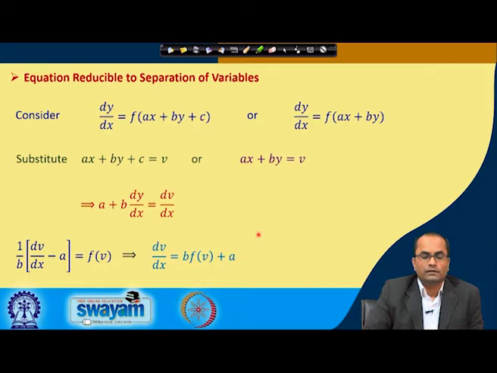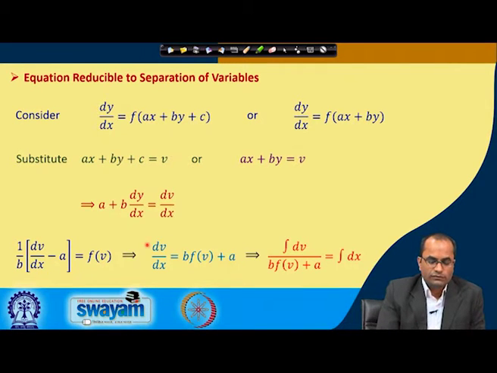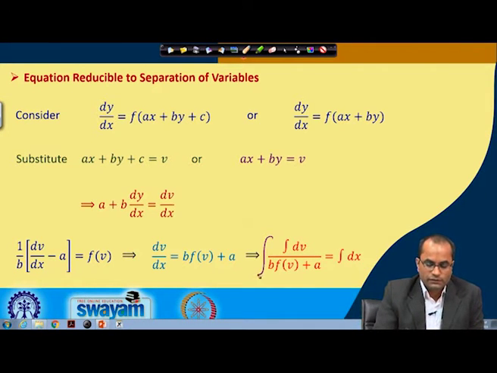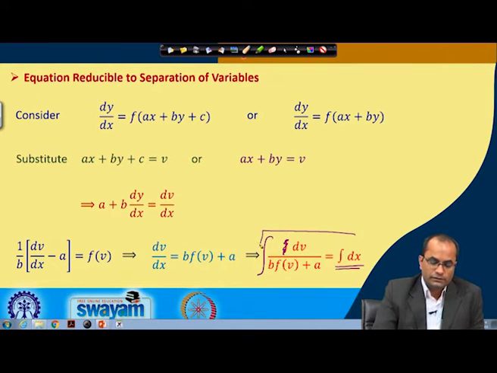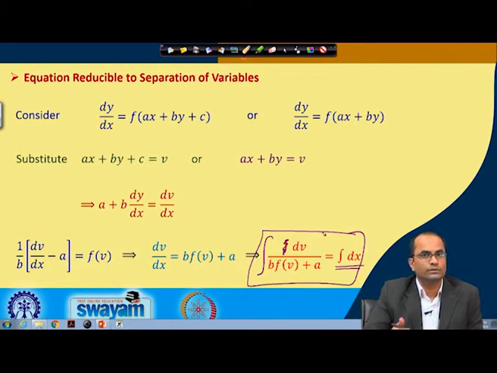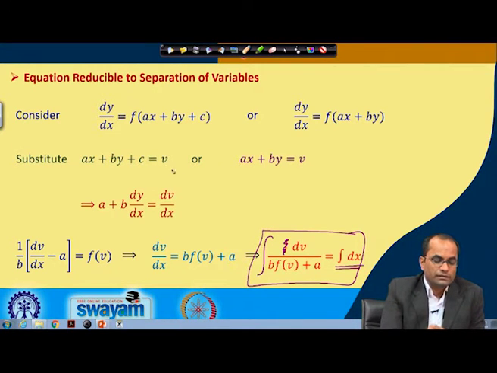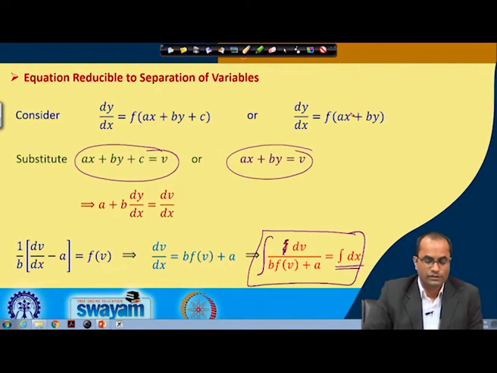So we have this separable form, which we can integrate: the integral of 1 over b f of v plus a with respect to v, and the right hand side will be the integral of dx. So we have the solution. After getting the solution in terms of v, we can substitute back v equal to ax plus by plus c, or ax plus by, depending on the given differential equation. So we can write down the final solution again in terms of y.